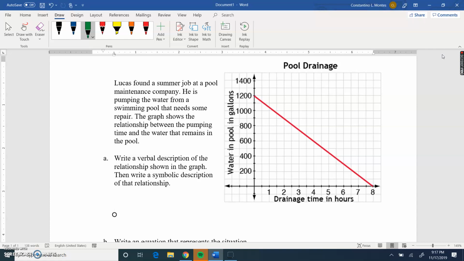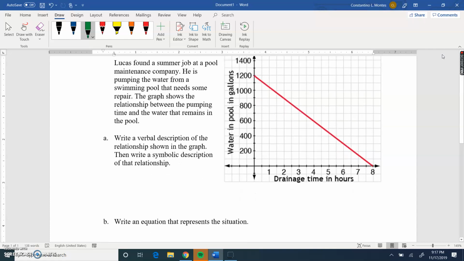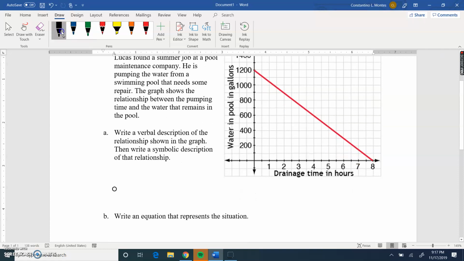So, Lucas found a summer job at a pool maintenance company. He is pumping the water from a swimming pool that needs some repair. The graph shows the relationship between the pumping time and the water that remains in the pool. First thing, write a verbal description of the relationship shown in the graph. So, this part's pretty easy. We've done stuff like this before.